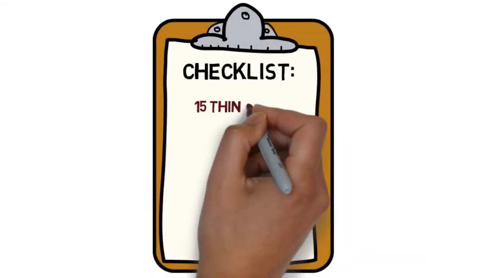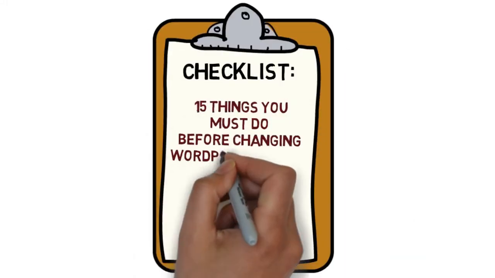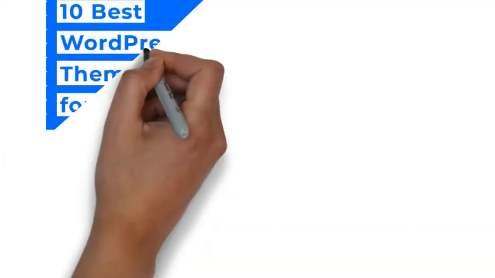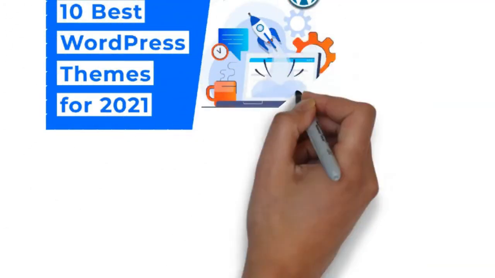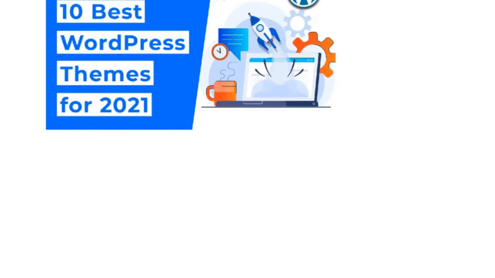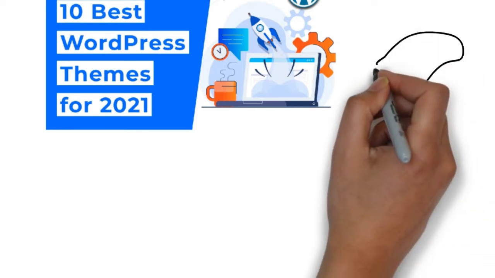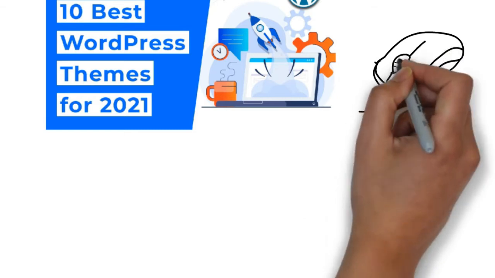Checklist. 15 things you must do before changing WordPress themes. If you have used WordPress, then you have probably switched themes at least once in your life. If you haven't, and this is your first time, then it is even better. The beauty of WordPress is that it makes it very easy for users to change themes. It is literally a few clicks away.